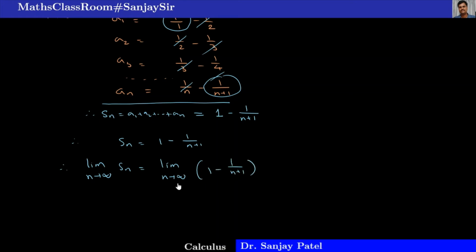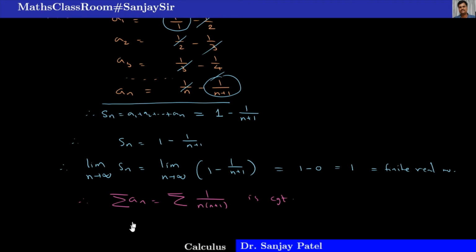And as n tends to infinity, n plus 1 also tends to infinity, and 1 upon n plus 1 tends to 0. This 1 is constant, so it will remain as it is. So 1 minus 0, and this is equal to 1. So we can say that the limit of Sn exists, and it is some finite real number. And that means the series is convergent. Therefore, sigma an, that is the given series, sigma 1 upon n into n plus 1, is convergent.